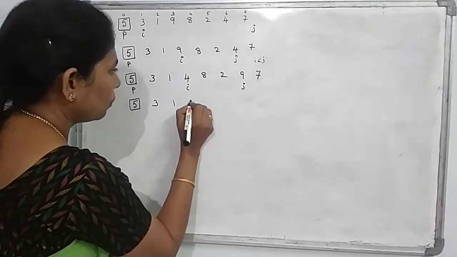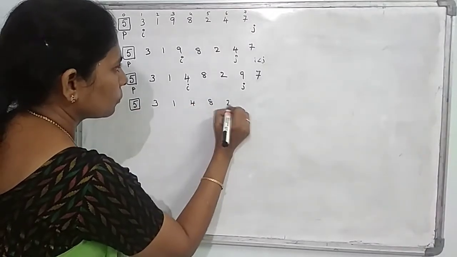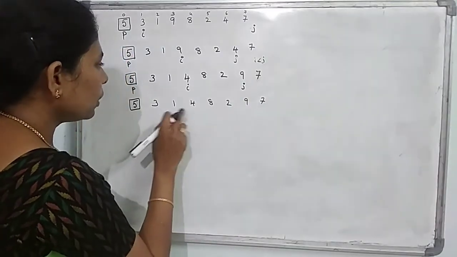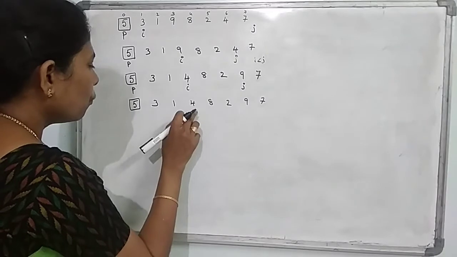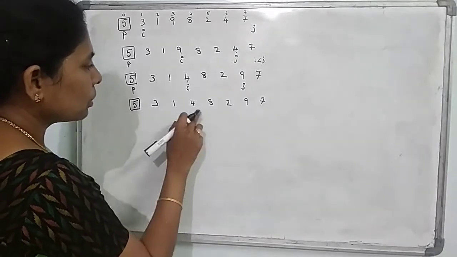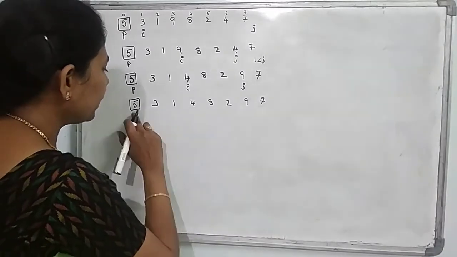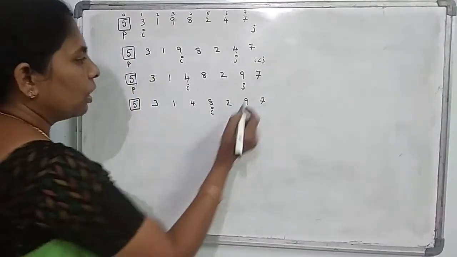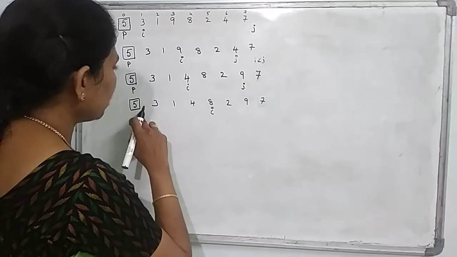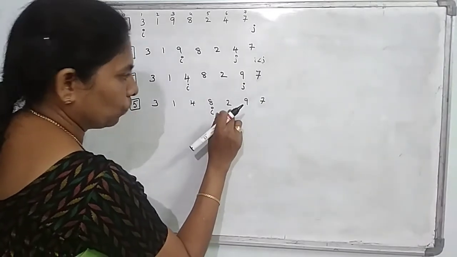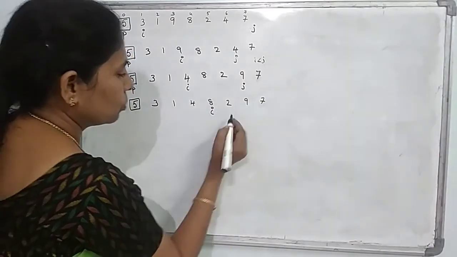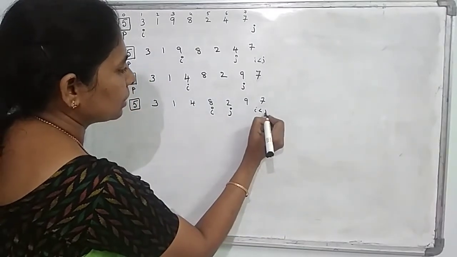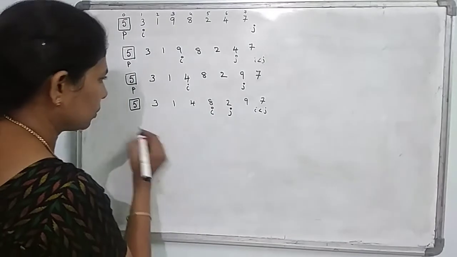3, 1, 4. So in that, 4 is less than 5. Skip the element. Now 8 is greater than 5. So I comes to this position. And J is 9, greater than 5. Skip the position. 2 is less than 5. So J comes to this position. Again you are having I less than J. Again you can swap the two elements.